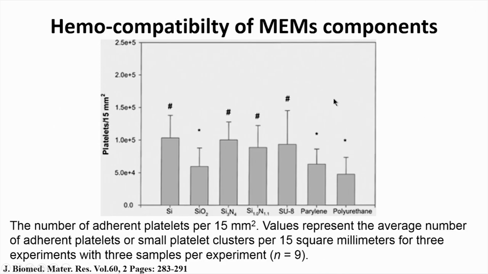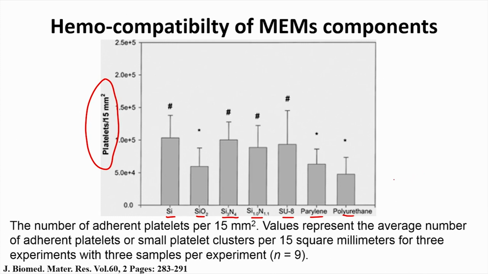So, here are some examples. Here we are talking about hemocompatibility of MEMS components. So, what are MEMS? These are electronic devices which are used for measurement and mostly for diagnostic purposes in the human body. What you are seeing here is different choices of materials, mostly silicon based, but some other materials as well. And what you are seeing is, if you incubate them with platelets, how many platelets are seen per centimeter square, or per millimeter square in this case.